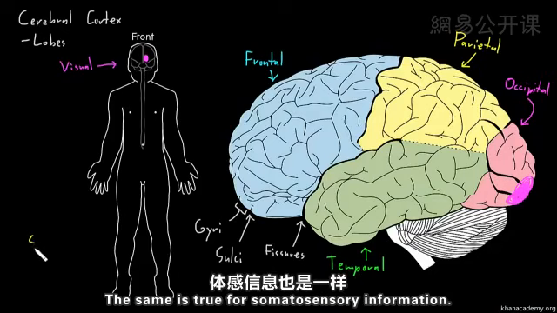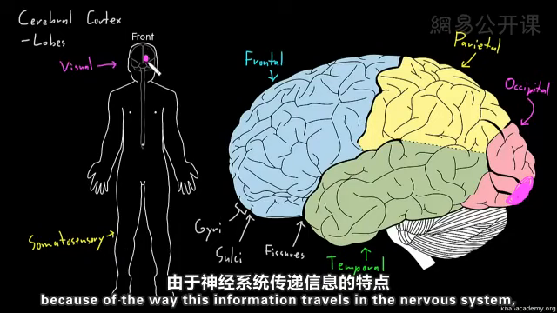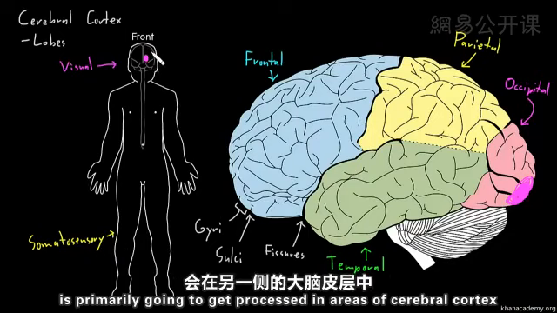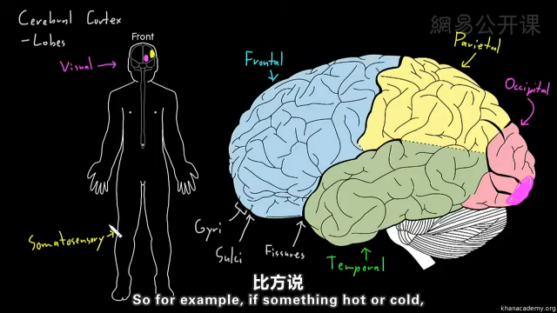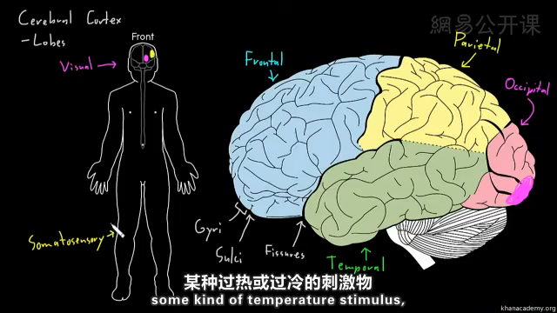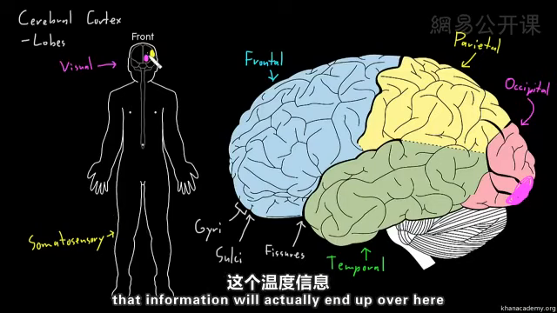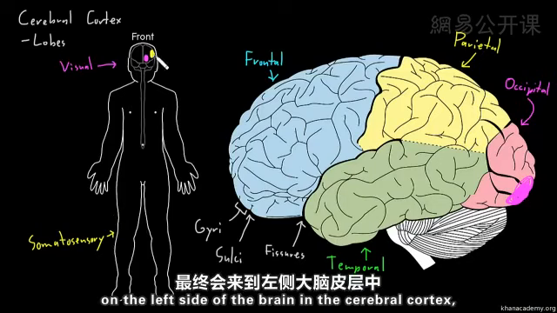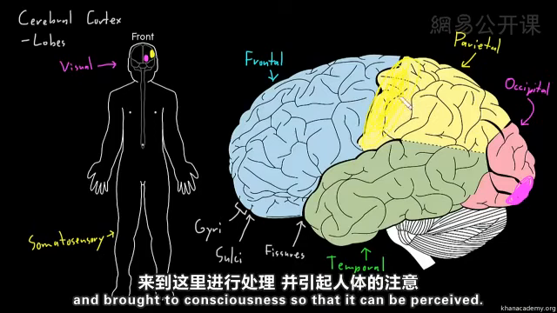The same is true for somatosensory information. Somatosensory information coming in to one side of the body, because of the way this information travels in the nervous system, is primarily going to get processed in areas of cerebral cortex on the other side of the brain. So for example, if something hot or cold, some kind of temperature stimulus is applied to the skin over here on the right side of this person, that information will actually end up over here on the left side of the brain in the cerebral cortex, somewhere around here, to get processed and brought to consciousness so that it can be perceived.